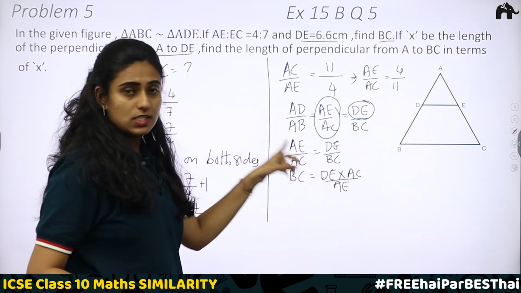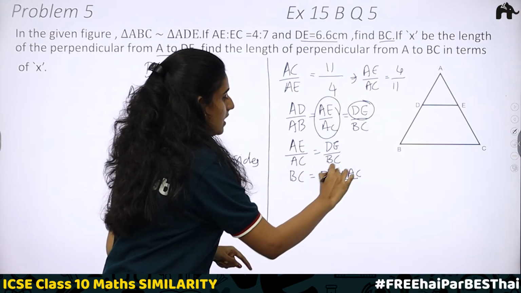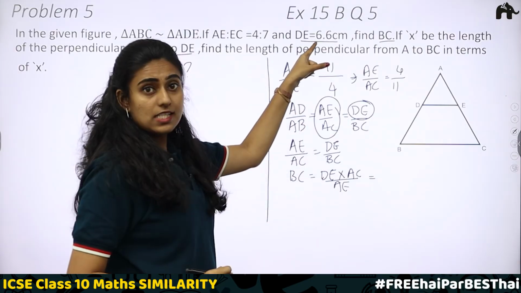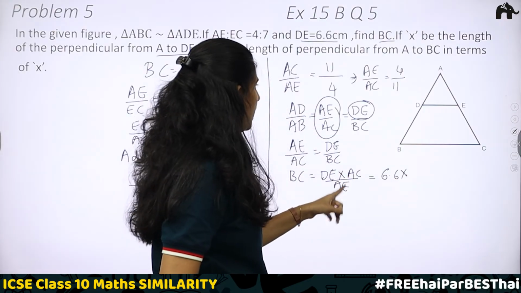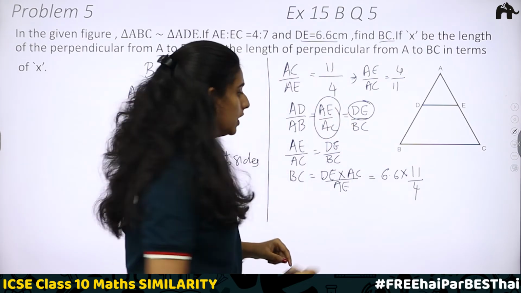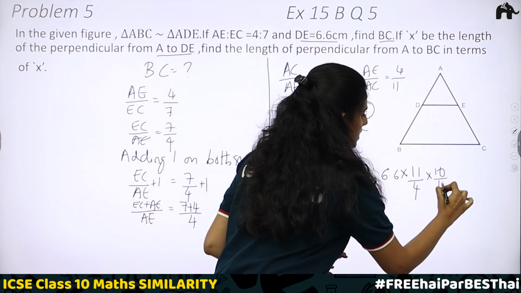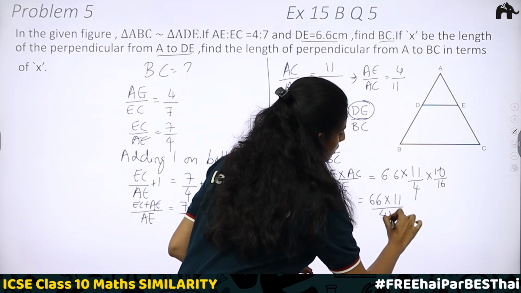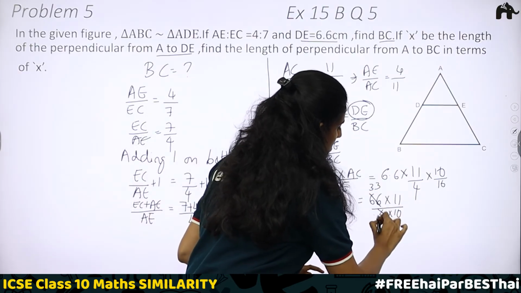BC will be equal to DE into AC divided by AE. Taking BC to this side and the reciprocal of AE by AC to this side, we get DE into AC by AE. The value of DE is 6.6, and AC by AE is 11 by 4. Now to remove the decimal, we multiply numerator and denominator by 10. We get 66 into 11 divided by 4 into 10. So this becomes 33 and this is 2.